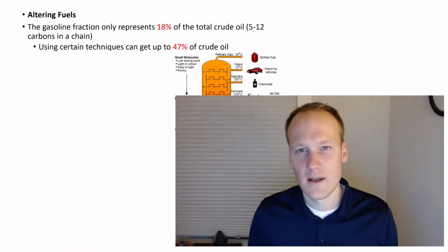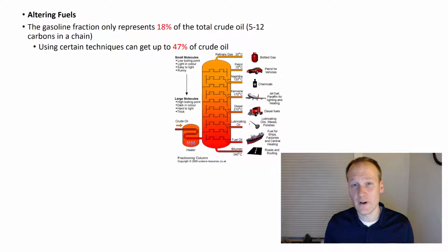Let's get started. Typically, in a barrel of crude oil, only about 18% is naturally occurring gasoline. Because gasoline is one of the most sought after compounds in our society, we can take some other compounds in that barrel of crude oil and use some chemical processes in order to make gasoline out of those things. This can make it so almost 47% of that barrel of crude oil can be used for gasoline.